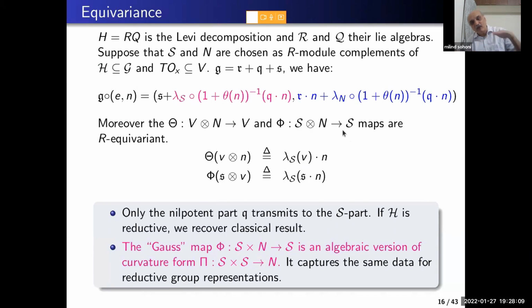If you have the orbit at the point X and I move along a particular direction S, which is a tangent vector, how does the normal move, that is, how does the projection of the normal to the tangent space change? This is really something like the Gauss map. In fact, one can show that this algebraic map phi is really the curvature form, S cross S to N, if you have orthogonal or some reductive group representations. So the local model actually has connections with the curvature form of the orbit at the point X.